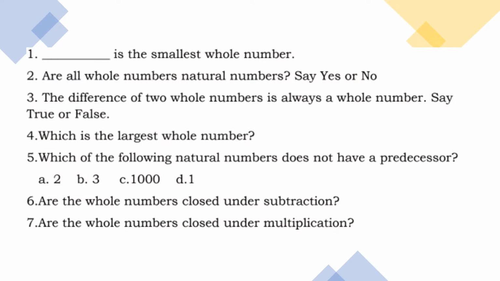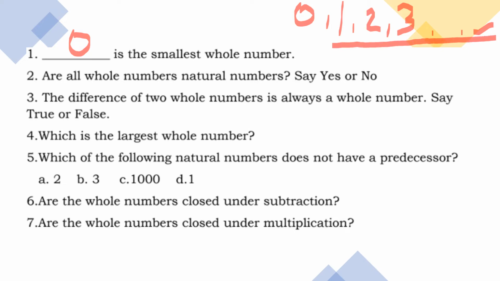Now moving on to some questions. The first question says dash is the smallest whole number. We know that the whole numbers start from 0, 1, 2, 3, 4 and so on. Thus we can see that 0 is the smallest whole number. Next, question number 2 says, are all whole numbers natural numbers? Say yes or no. We know that the natural numbers are the counting numbers, that means they start from 1. So 1, 2, 3 onwards they are the natural numbers. Only 0 is the one number that does not belong to natural numbers.